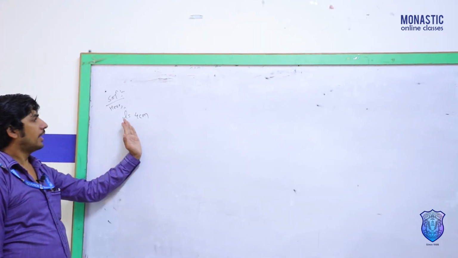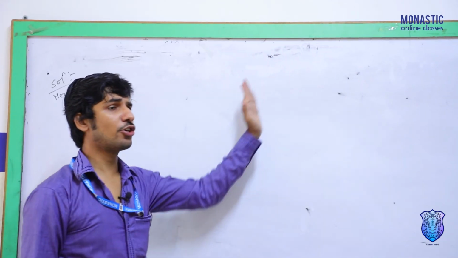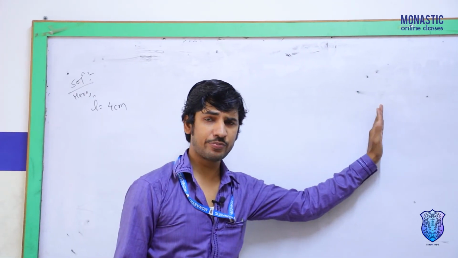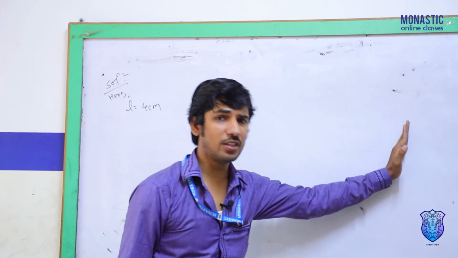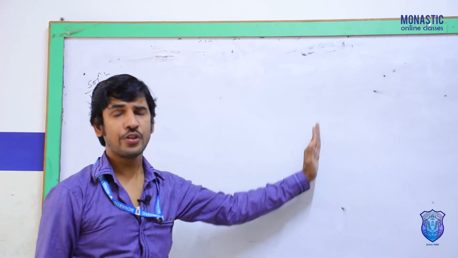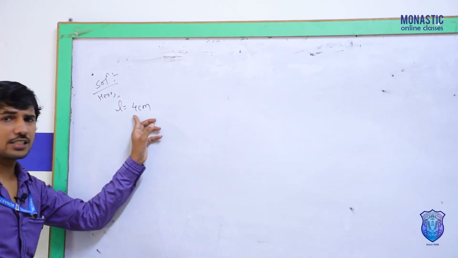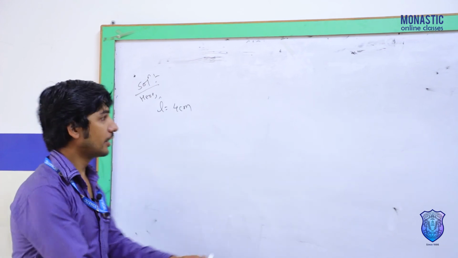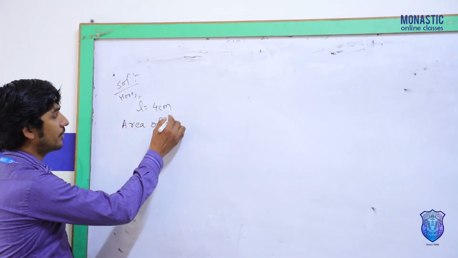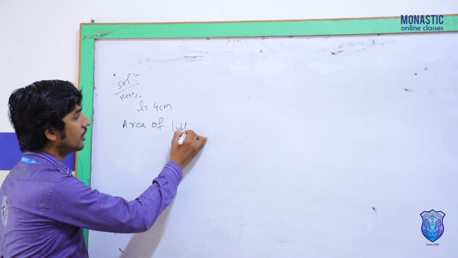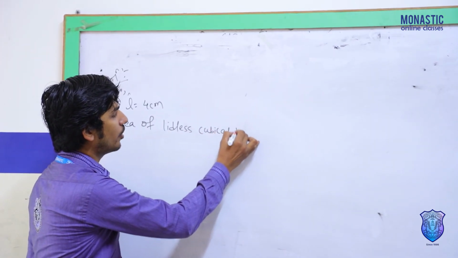See, now our next question, what is given here? Find the total surface area of lidless cubical box and hollow cubical box when length is equal to 4 cm. So what is our question? To find area of lidless cubical box.